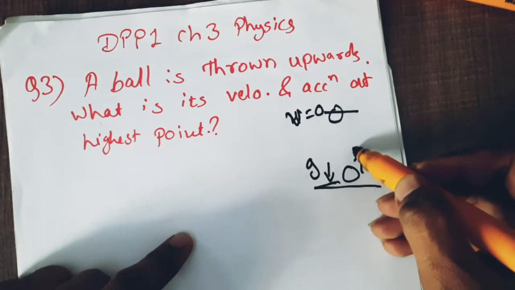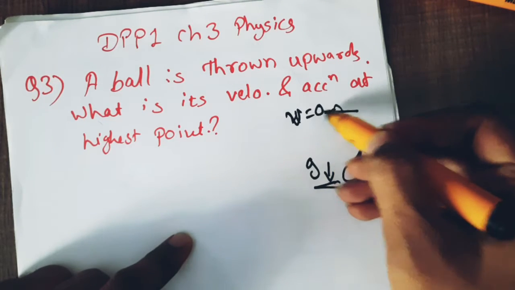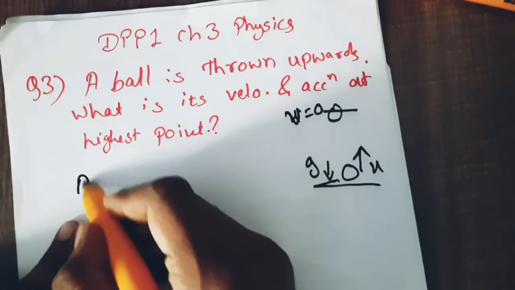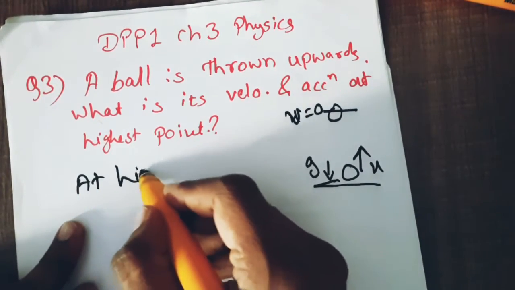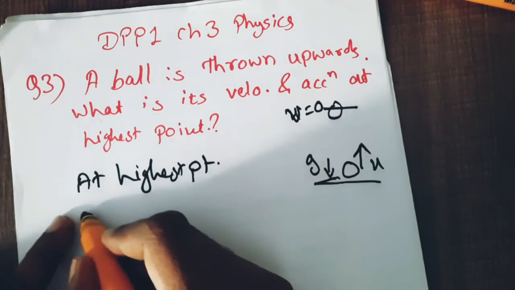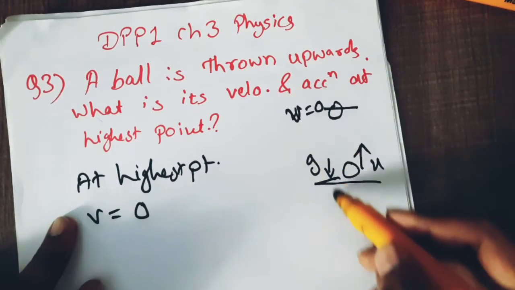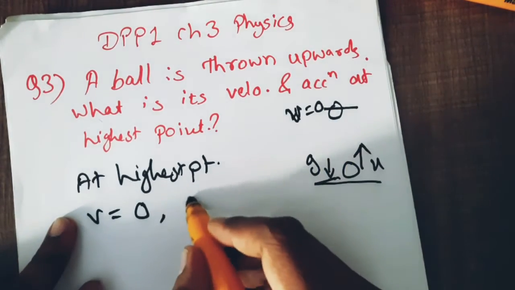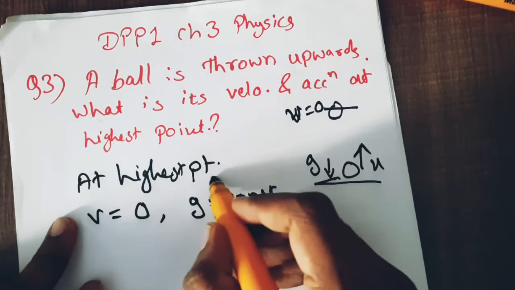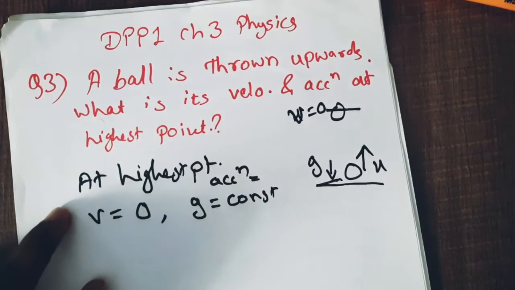Since acceleration is downwards, which is g, the velocity will gradually decrease, and ultimately it will become 0 at the highest point, and then it will come back. So at the highest point, velocity is 0. And what about acceleration? Since the motion is under gravity, the acceleration g is constant, so acceleration is equal to g, and it is constant.